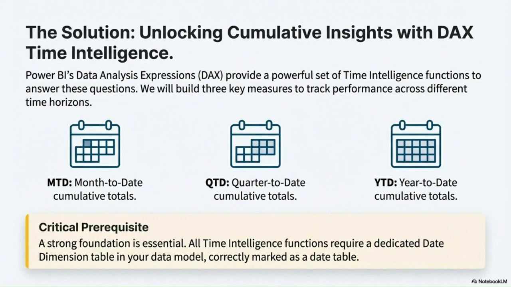Before using time intelligence functions, one thing is mandatory: a proper date table. A date table must contain continuous dates, be marked as a date table, and be related to the fact table. Without this, MTD, QTD, and YTD will not work properly.